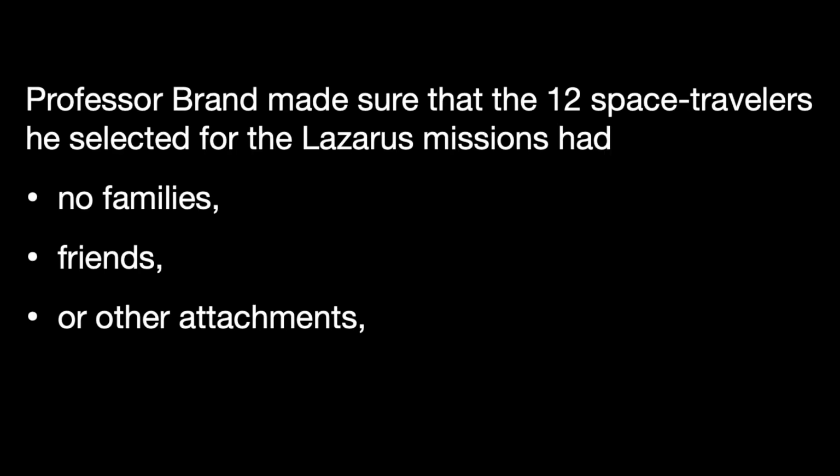Professor Brand knows this because he sent 12 human probes in 12 separate Ranger shuttles through the wormhole to investigate 12 worlds possessing Earth-like qualities. Professor Brand made sure that the 12 space travelers he selected for the Lazarus missions had no families, friends, or other attachments, space travelers who were willing to sacrifice their own lives to save a future generation instead of selfish space travelers who were only interested in saving Earth, themselves, and the people they cared about.